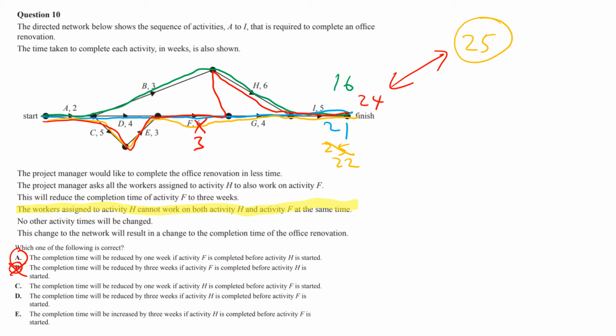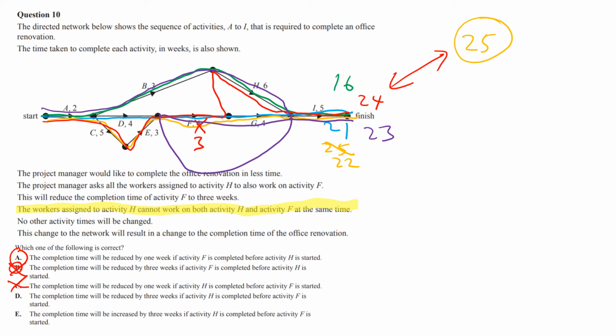So what else is going on here? Let's look at the C, D, and E. The completion time will be reduced by 1 week if H is completed before F. That gets a bit tricky because if you do H, you've got to go along here to H, then round back to F, and then across that path here. So that path I'm going to do in purple. You've got to add up all those numbers, which you've probably scribbled all over and have to squint at. I think that gets me 23, which is a difference of 2, but that says 1 week, so it can't be C.